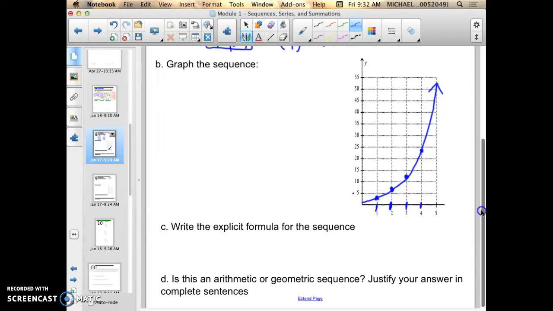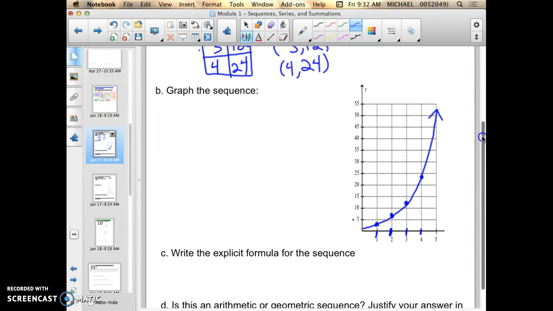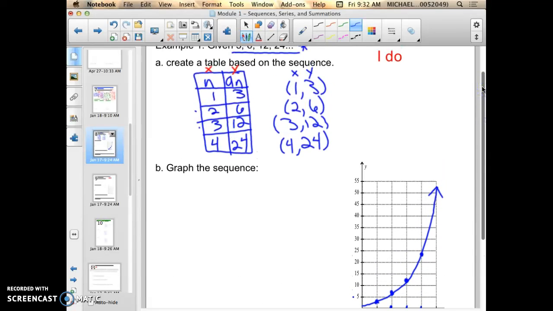Now, step 3, I want to be able to write the explicit formula for any sequence, so I just want to continue to practice that skill. But in order to write the explicit formula, I have to determine, based off of the picture given to me, is this arithmetic or geometric? And I know that it's arithmetic or geometric based off of the common difference or the common ratio. And again, I want you to be able to tell this by the graph, and I'll get to that in just a second.